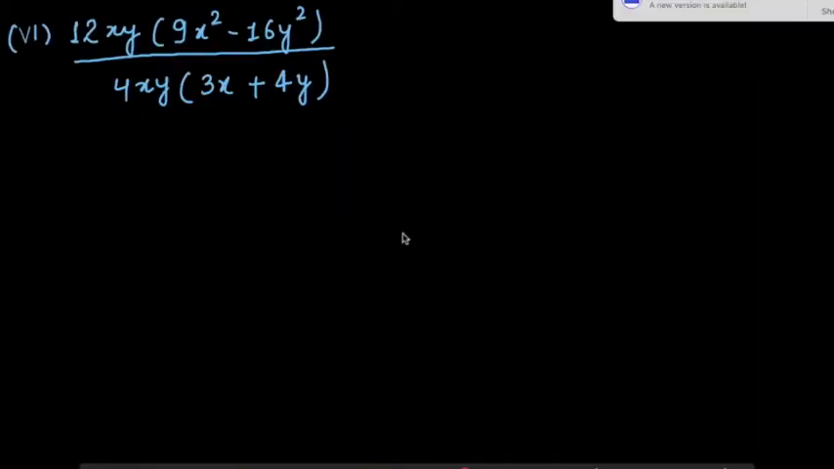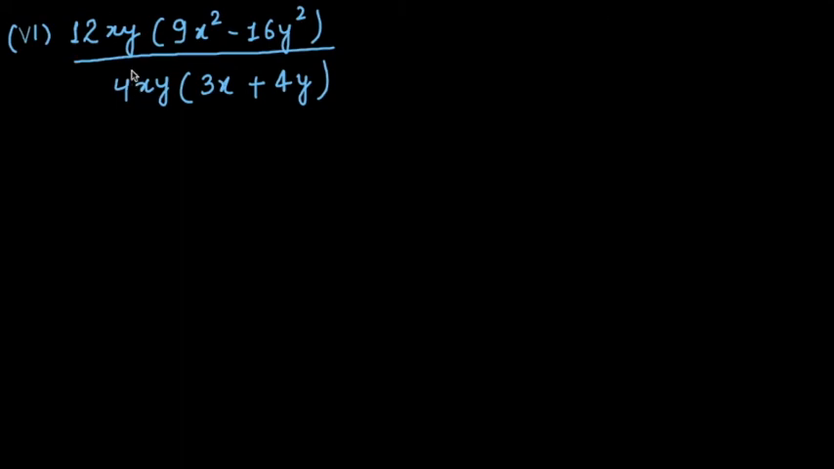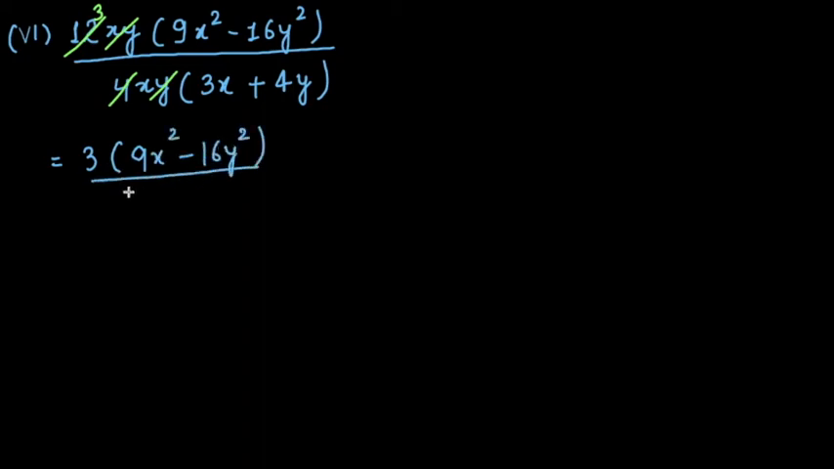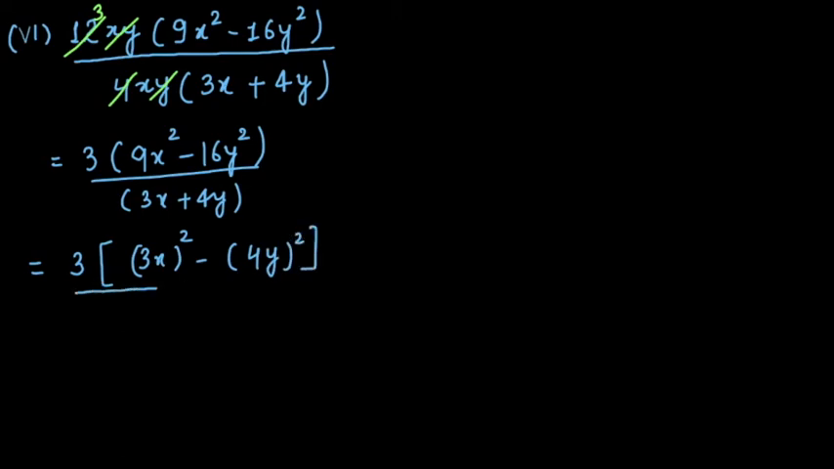Sixth part is 12xy, then in bracket you have 9x square minus 16y square, to be divided by 4xy into 3x plus y, 3x plus 4y. Now this xy, I can cancel it directly, and 4 3s are 12. So in the simplest form, I can write it as 3 into 9x square minus 16y square, and then we have 3x plus 4y. Again we will make use of the third identity in the numerator. 9x square is a perfect square, can be written as 3x whole square. Similarly, 16y square is 4y whole square, and in the denominator we have 3x plus 4y as it is.